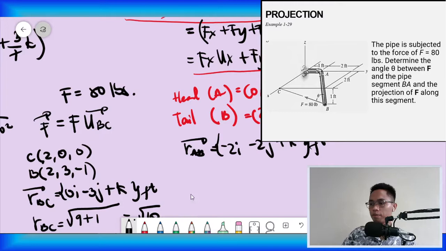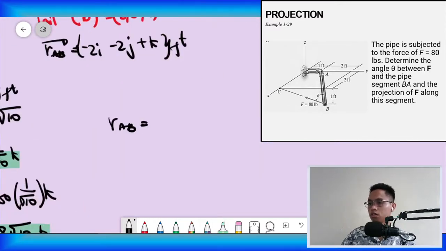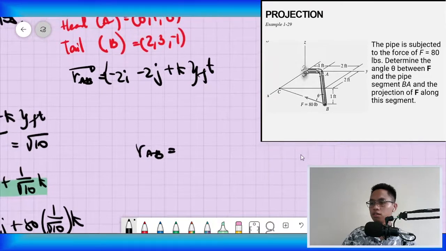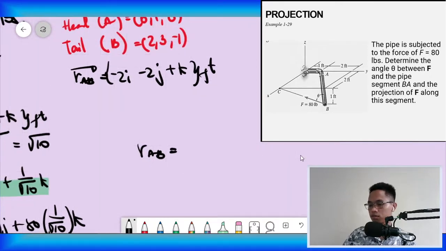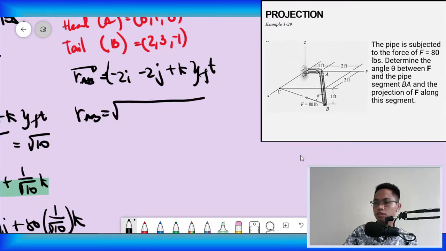Alright. So, this would be the distance AB. The distance AB is just simply the square root of 4 plus 4 plus 1. So, that should be the square root of 9 or 3 feet. That would be the distance AB.